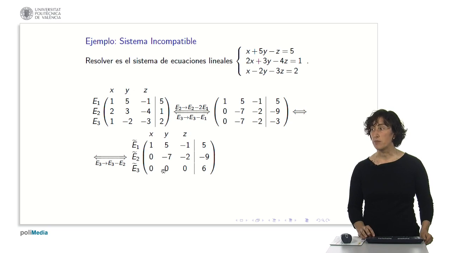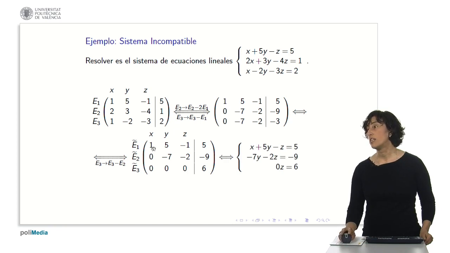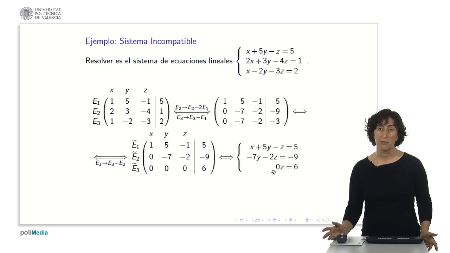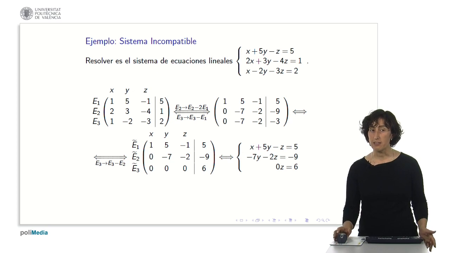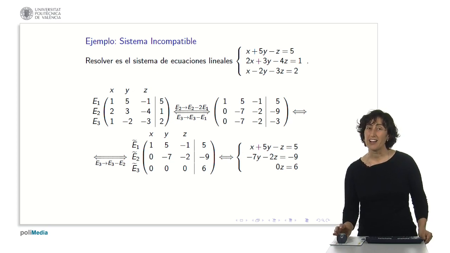So now we have to transform it into a system. New equation 1, new equation 2, and new equation 3. What happens when we transform it into a system? I have x plus 5y minus z equals 5, minus 7y minus 2z equals 9. And here, well, this is only the z, but it would be 0 times x plus 0 times y plus 0 times z equals 6. That is 0 equals 6. That is impossible. There is no value of x, y, or z that multiplied by 0 makes 0 equal to 6.